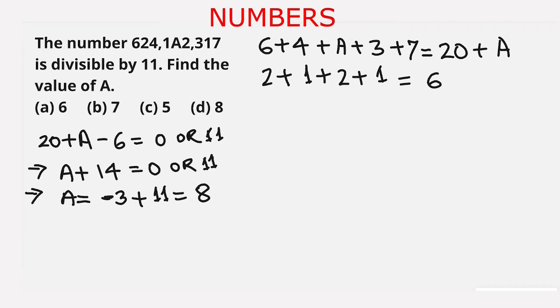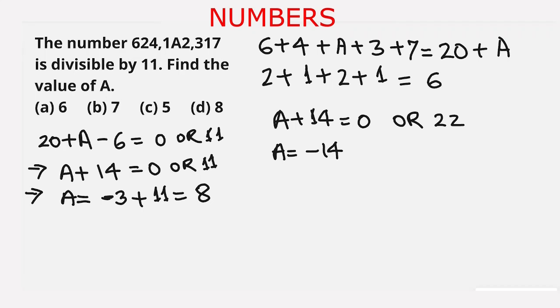So we should put it as 22, and 22 minus 14 comes out to be 8. I am explaining it again. This is a plus 14 equal to 0 or any number which is divisible by 11. So we put it as 22. If we shift 14 towards the left hand side, this will become a equal to minus 14. If we take a plus 14 equal to 0, then a equal to minus 14.